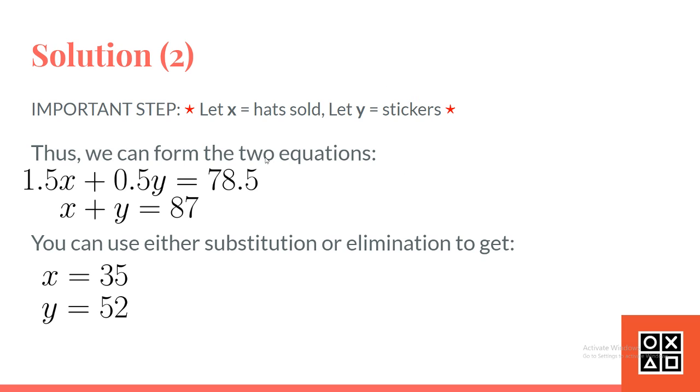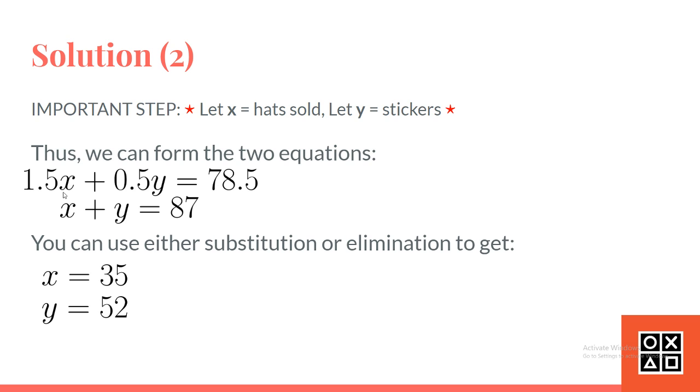The solution is, once again, we let x equal something and we let y equal something. In this case, we let x equal the number of hats sold and let y equal the number of stickers. So then we can form these two equations. We have 1.5x plus 0.5y gives us 78.5, and x plus y equals 87. Now, where do we get these coefficients from?